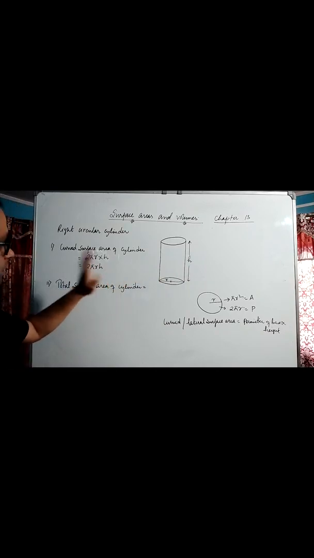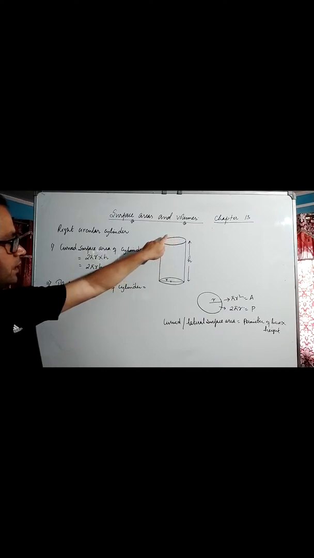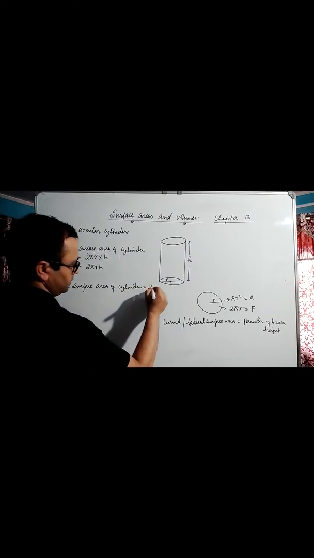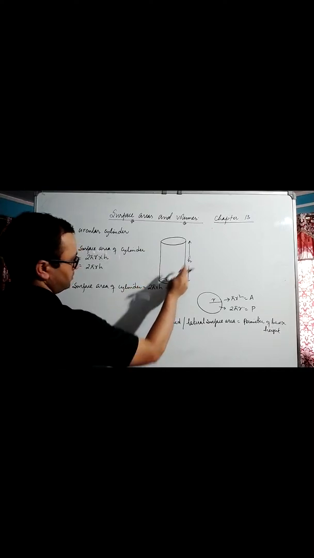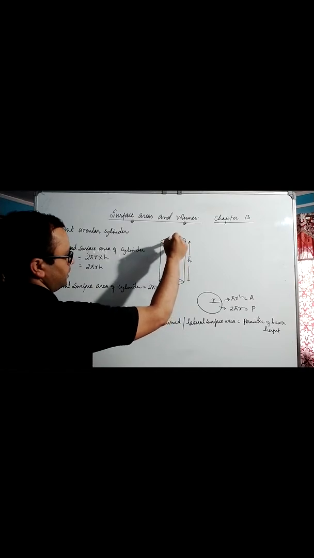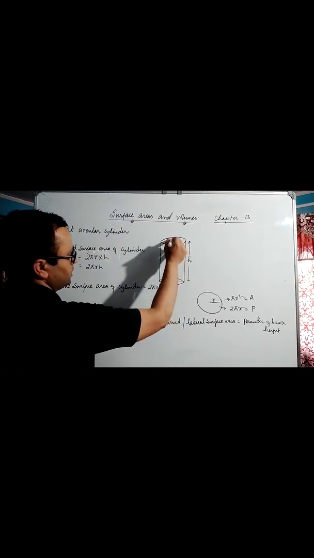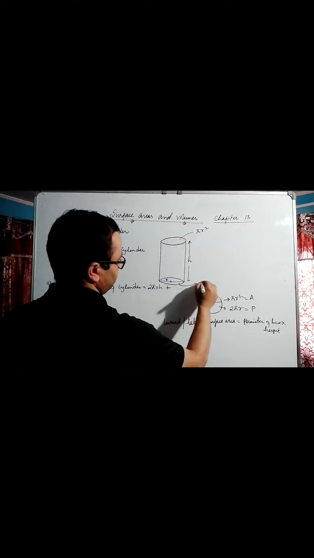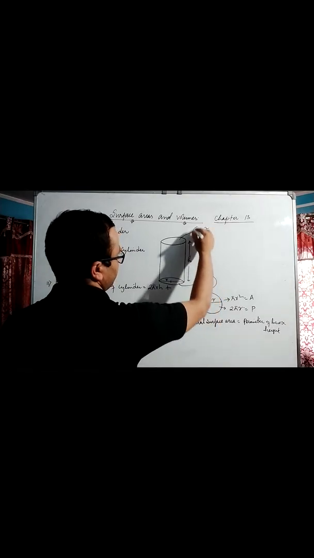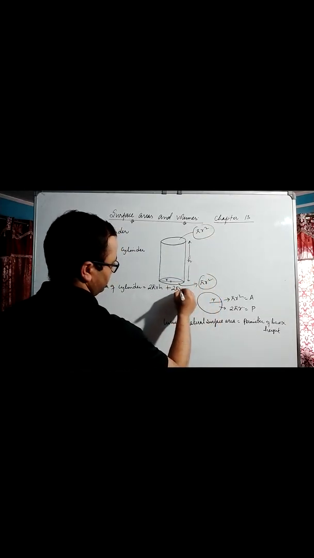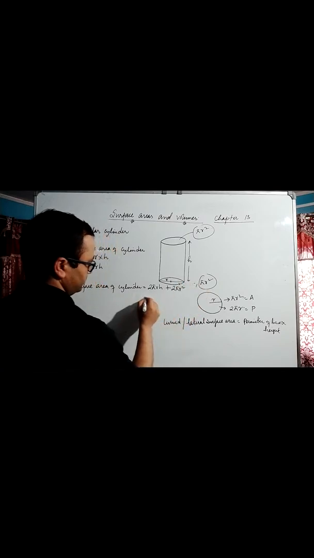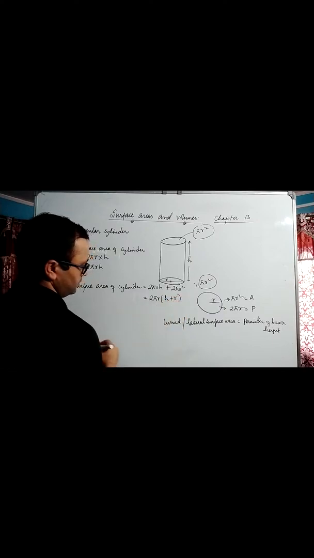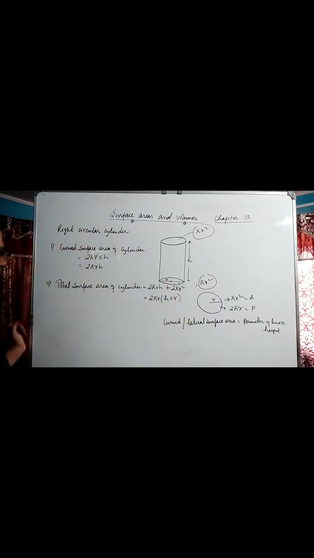For total surface area, we need to add the area of this part and the area of this part. So 2 pi r h, curved surface area, plus area of upper and lower base. This part is pi r square, and this part is also pi r square. So pi r square plus pi r square is 2 pi r square. We can take 2 pi r common, h plus r is left. Now this is the total surface area of cylinder.